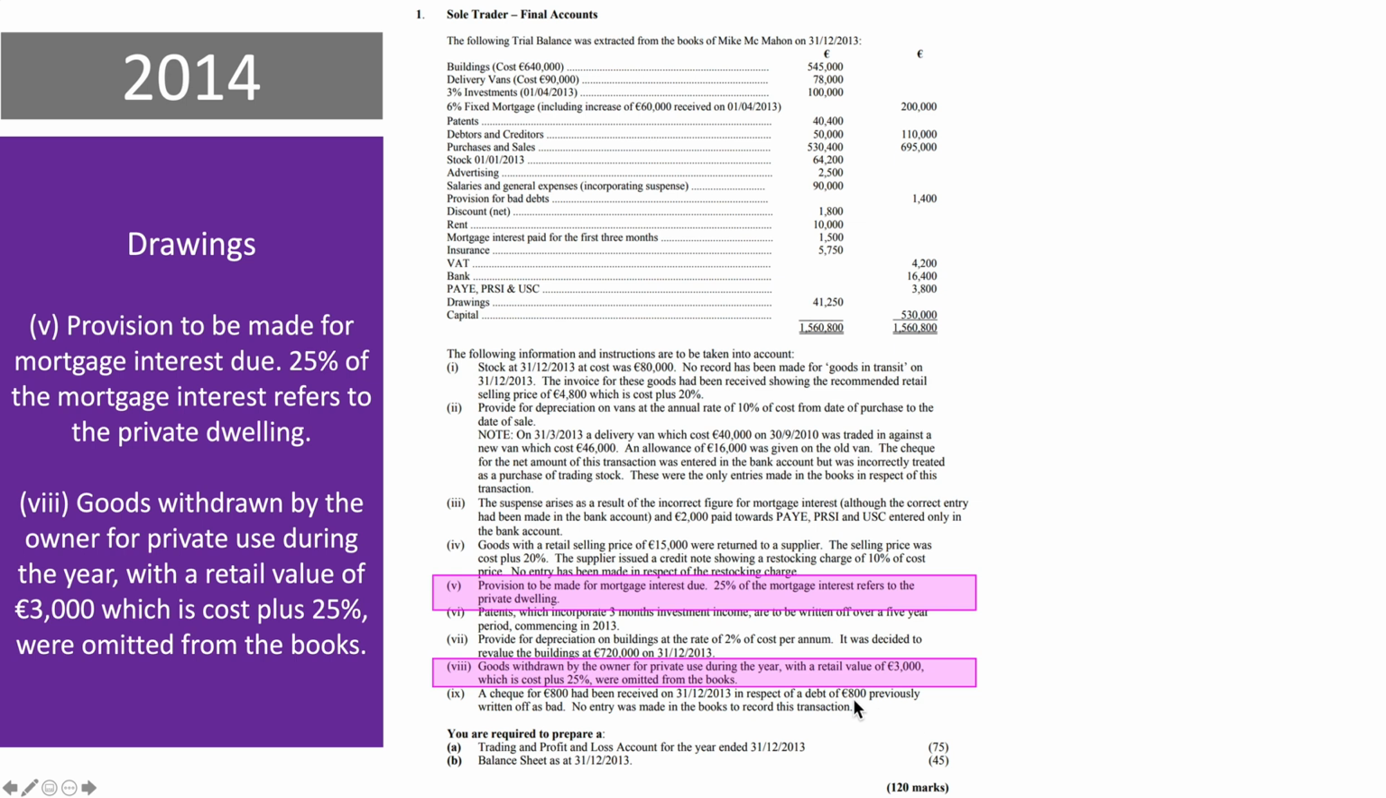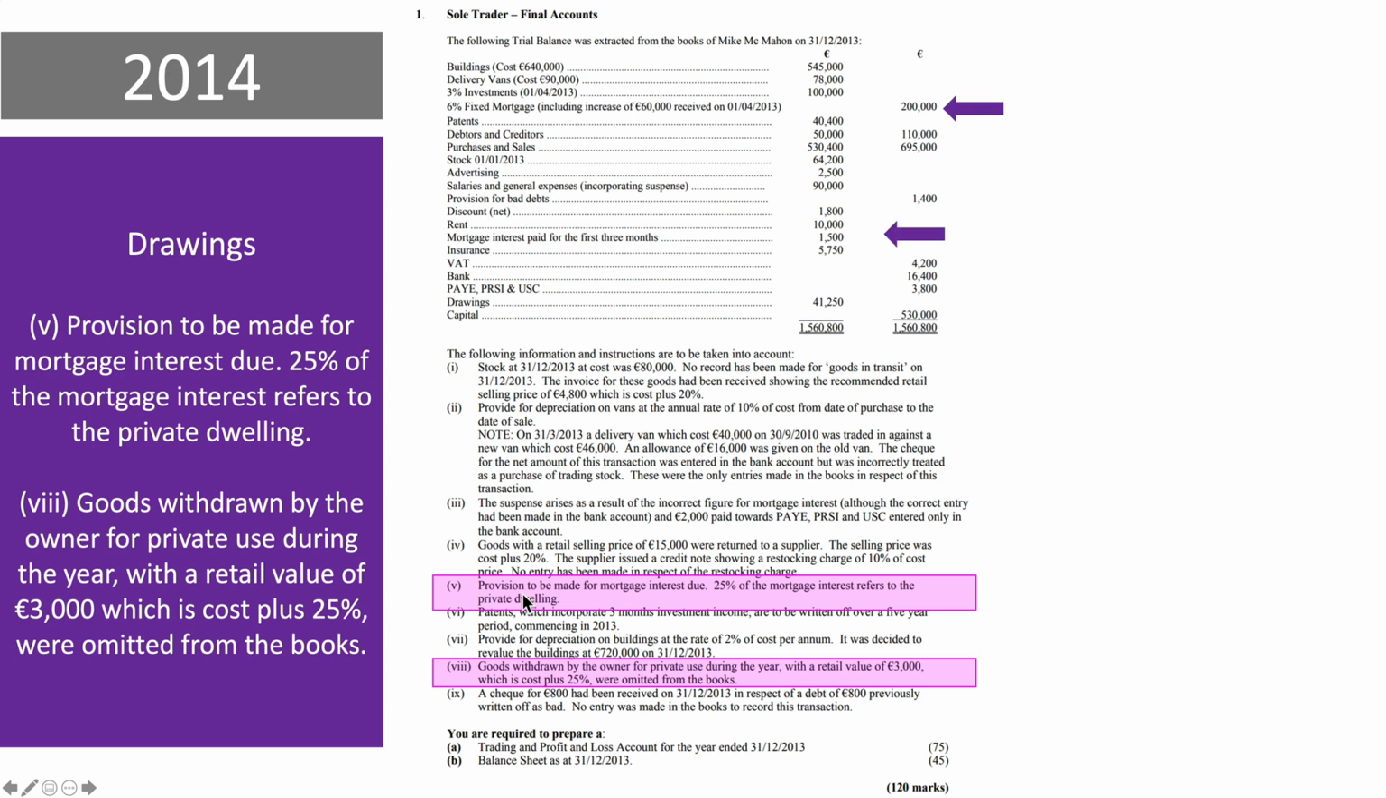So 2014, we've got two adjustments here. It says note 5, provision to be made for mortgage interest due. 25% of the mortgage interest refers to the private dwelling. And then number 8, goods withdrawn by the owner for private use during the year with a retail value of €3,000, which is cost plus 25%, were omitted from the books.